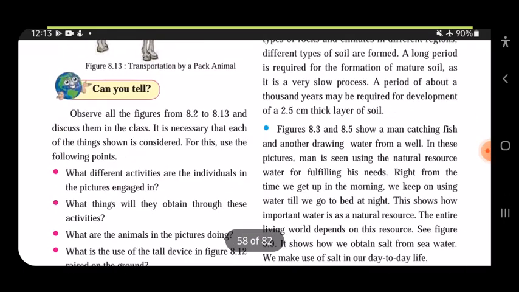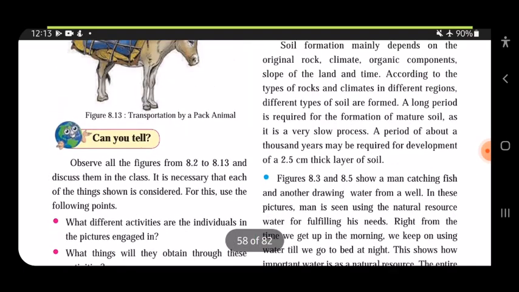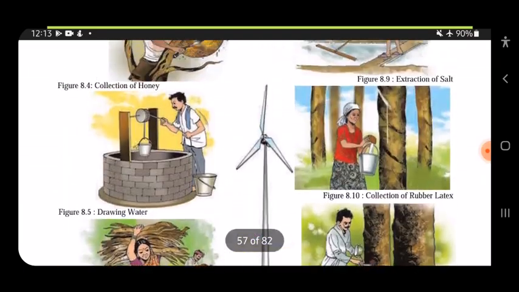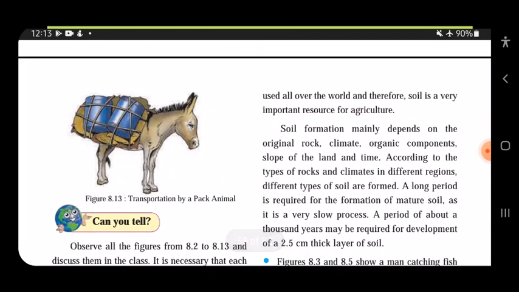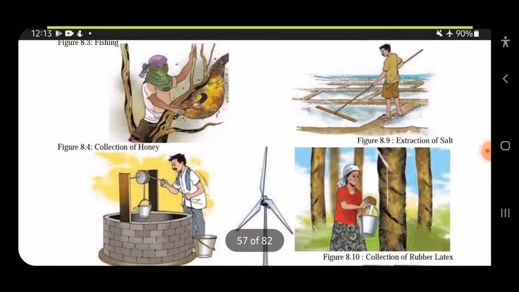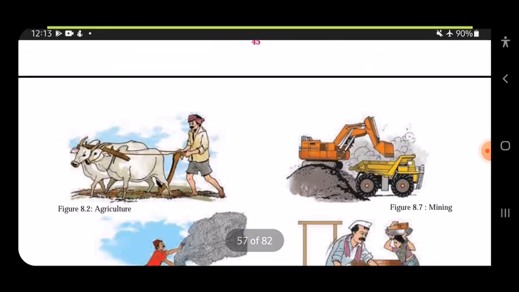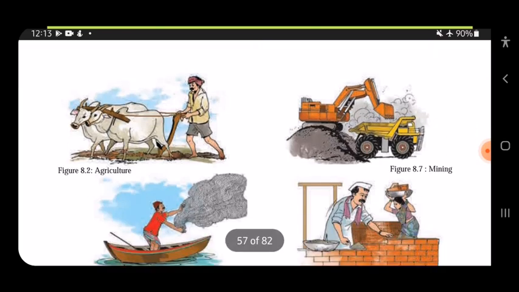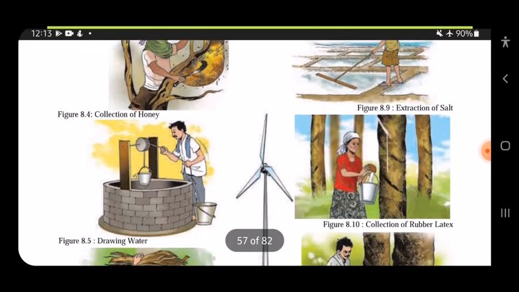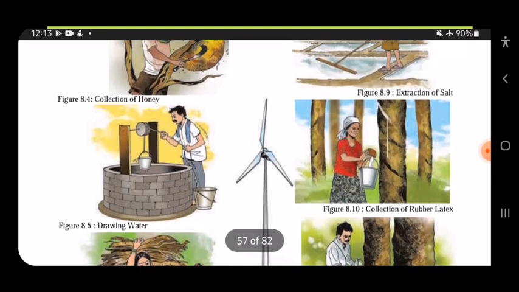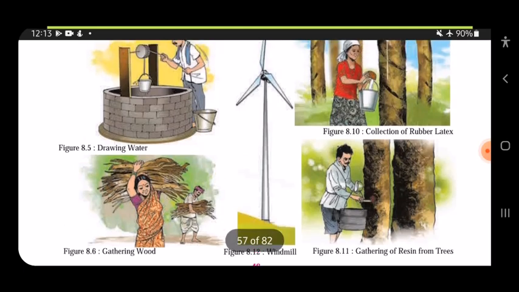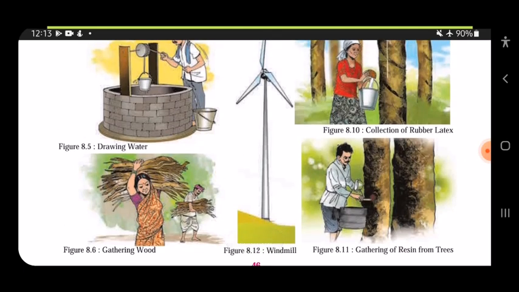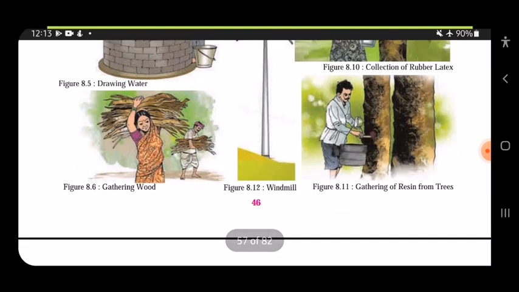Next question. What are the animals in the picture doing? Now here there are two kinds of animals which they have shown us. There is a donkey carrying some load, and there are cows doing plowing. So what are the animals in the picture doing? They are doing some kind of work. What is the use of the tall device in figure 8.12? So let us look at 8.12 over here. What is this figure? A windmill, right? What is being loaded in the truck?